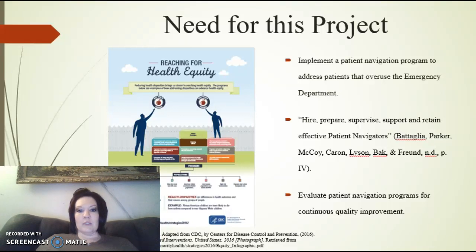Overcrowding the ED has been linked to decreased quality of care, increased costs, and patient dissatisfaction. With our project, we want to implement a patient navigation program to address patients that overuse the emergency department. We want to hire, prepare, supervise, support, and retain effective patient navigators. We also want to evaluate patient navigation programs for continuous quality improvement.